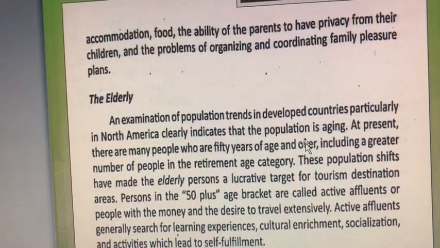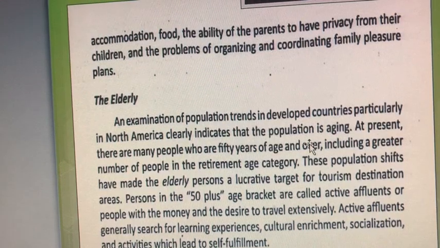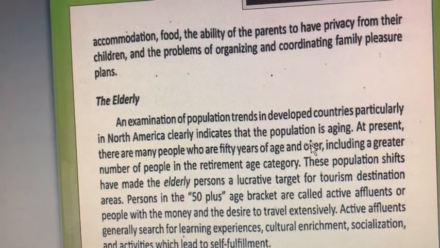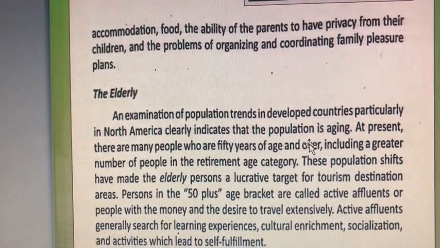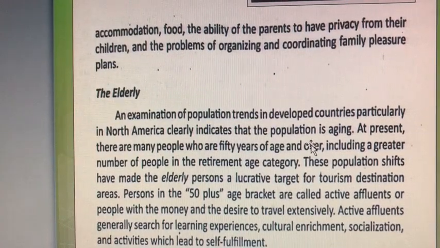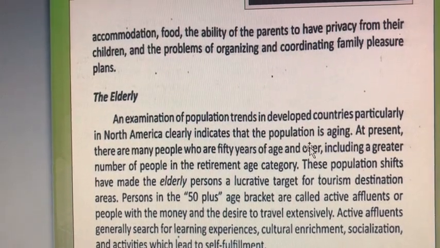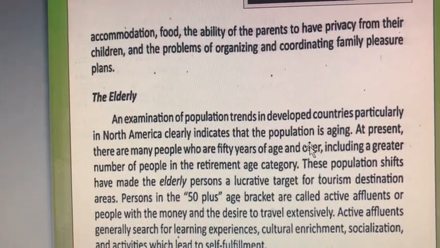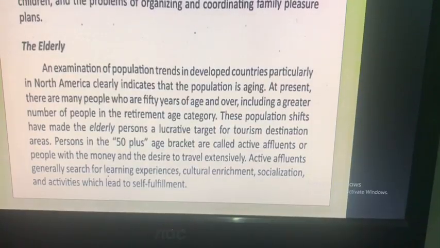Okay? So, the elderly naman, ito yung mga matatanda, di ba? So, these are persons in the 50 plus age bracket. I mean, these are those people who are 50 years of age and older. Okay? So, yung mga retired, usually, retirement age na. Ito yung mga elderly. So, to continue again with the elderly, these are said to be those people in the retirement age category. So, usually nasa 50 plus and above.